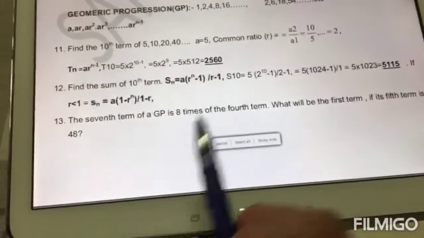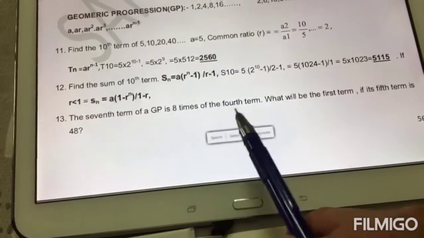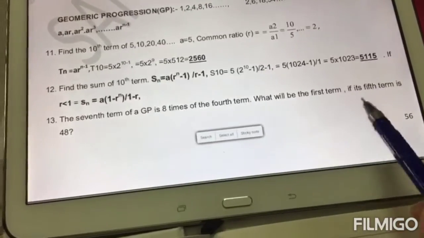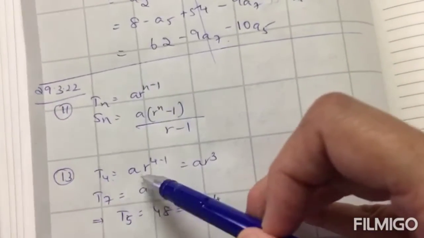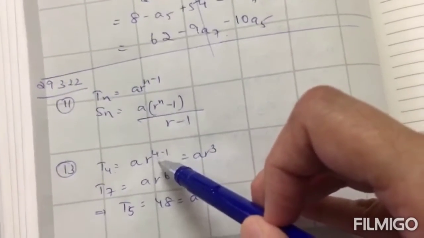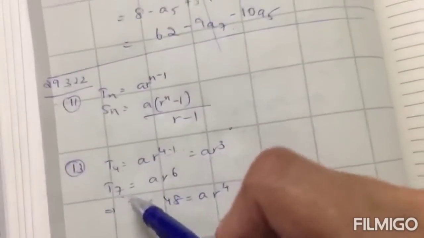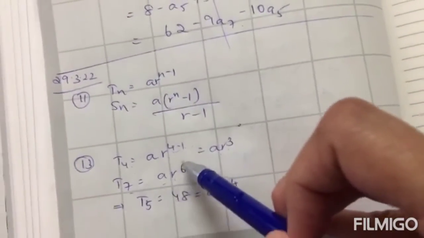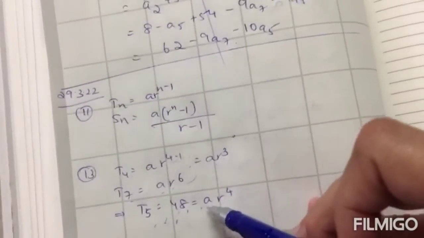Number 13. The seventh term of a GP, or geometric progression, is 8 times the fourth term. What will be the first term if its fifth term is 48? Let us write this down. The fourth term can be written as A, which is the first term, into R, raised to n minus 1. N is 4, so minus 1. This becomes AR cube. Similarly, the seventh term can be written as AR raised to 6. The fifth term, which they say is equal to 48, can be written as AR to the 4 in the same way using this formula.